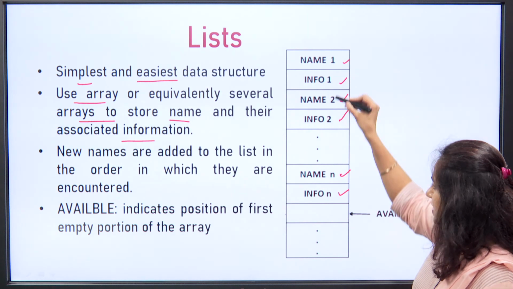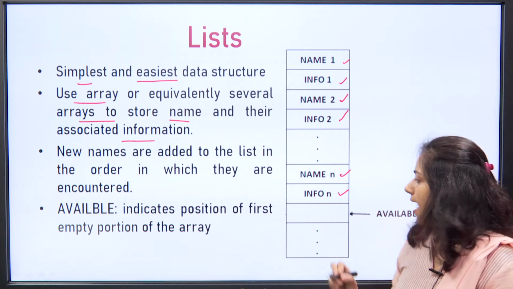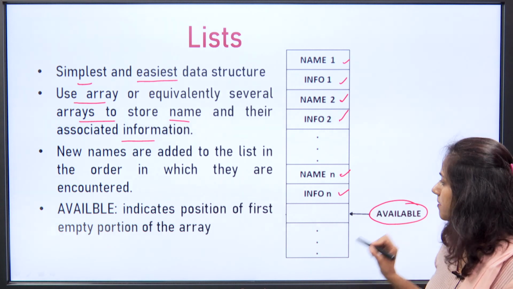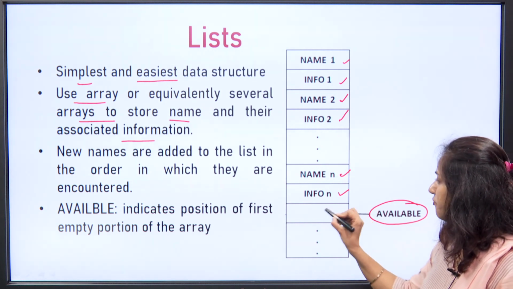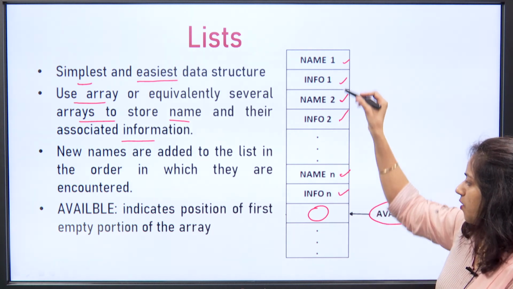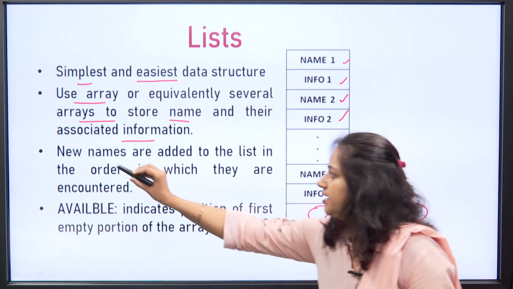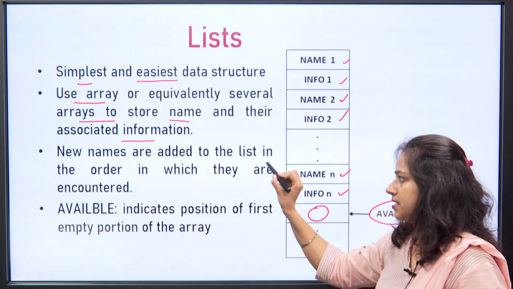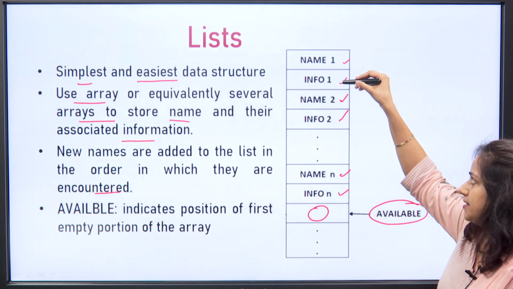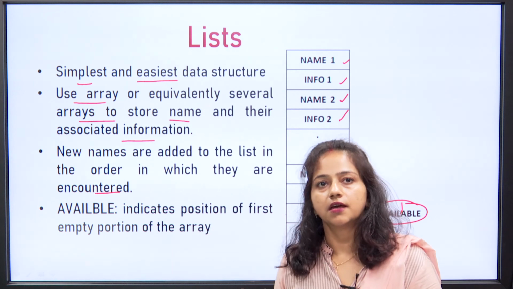And this is the place that has been occupied by various variables and their associated information, and this is the pointer that is available, marking the first available portion in the array. So, these are the records and this is the first available position in the array. Here new names are added to the list in the order in which they are encountered. So, first name is this, then second name and third name and so on. They will be stored in the order in which they are encountered.